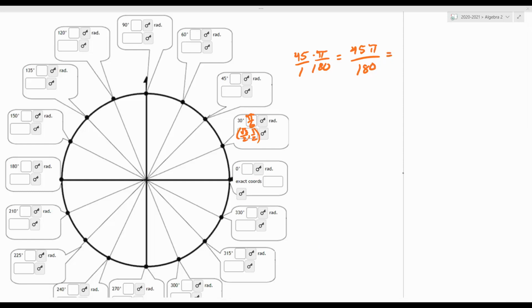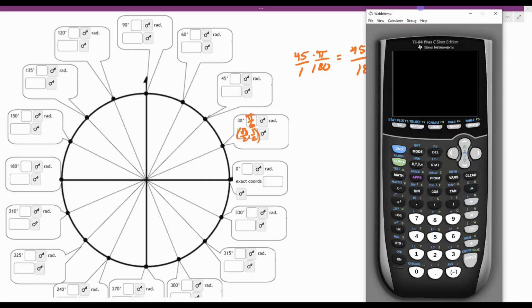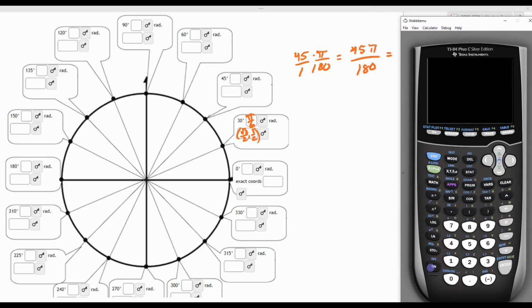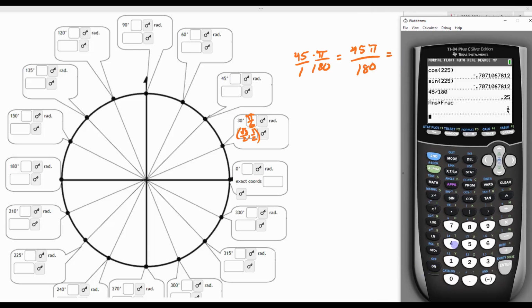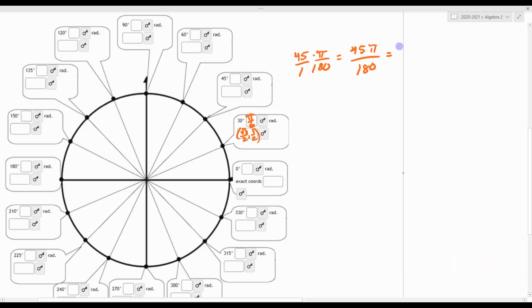And remember, I showed you that trick on our calculator to help you reduce fractions. So if we just go to our calculator here and we do 45 divided by 180, remember, ignore pi when you're doing this in your calculator. So 45 over 180, we get 0.25. Then we go math, frac, enter, and you see we get 1/4, right? So we're going to get 1 over 4, and then we put our pi back. All right, so we know this is going to be pi over 4.